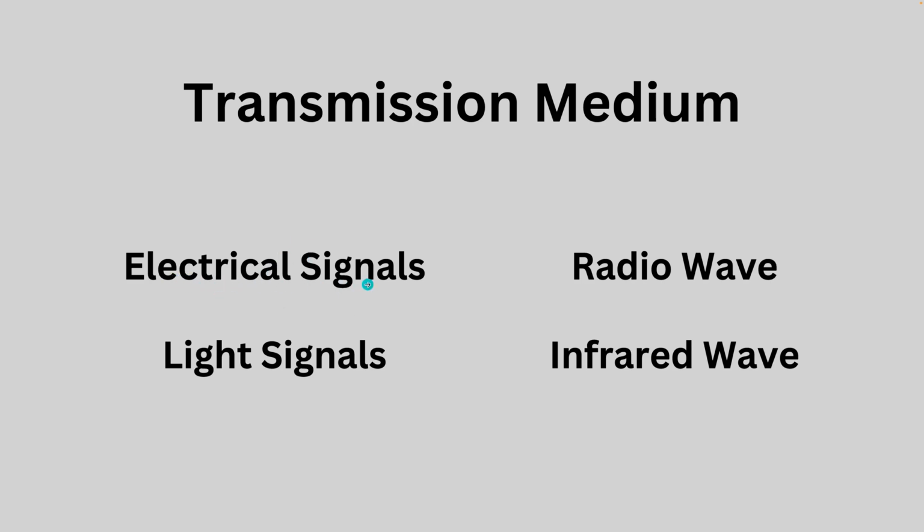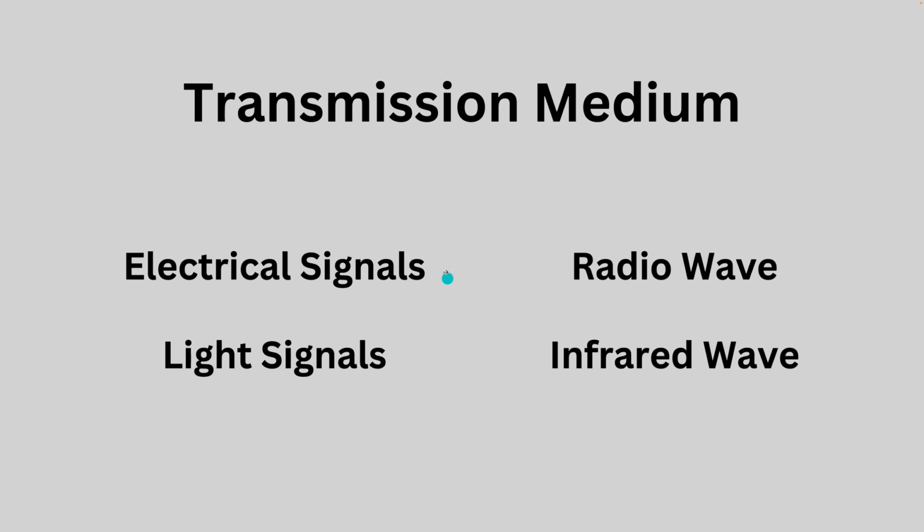It could be electrical signals or it could be light signals. Now, if it was wireless, it could be, for example, radio waves or infrared waves. And these are just examples. There are other different ways that wired and wireless communication mediums can transfer data.